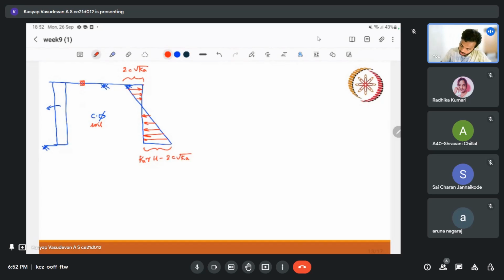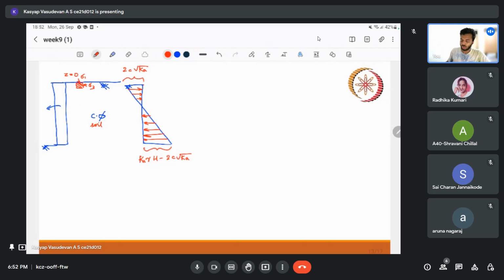What will happen at the top? If we have an element, just draw it properly. So if we have an element at the top, let us say here at z equal to 0, what will be the normal stresses sigma 1 and sigma 3?